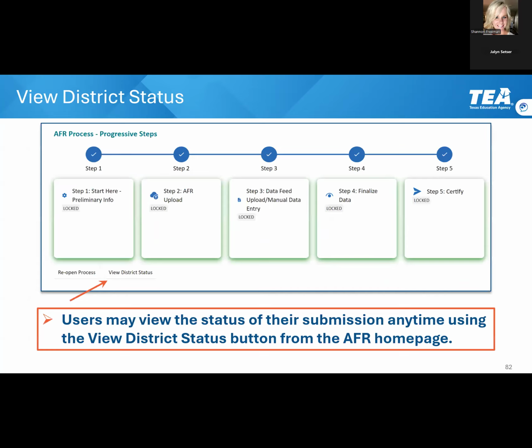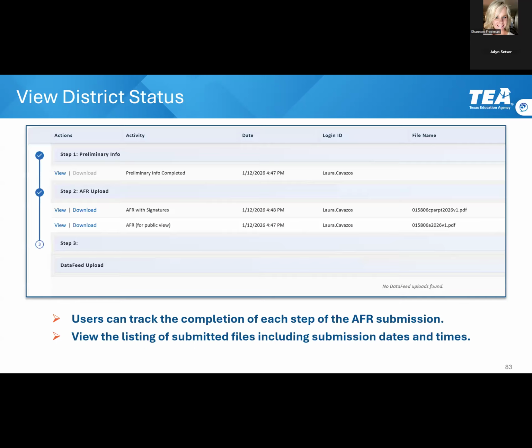So, some other features that we want to go over that have been added is our view district status page, which is a little similar to what you may have seen in our legacy system. So, here you can view the status of the submission anytime on this view district status screen. Now, we have laid this out to mirror those AFR submission steps. So you'll see step one listed at the top as well as that status.